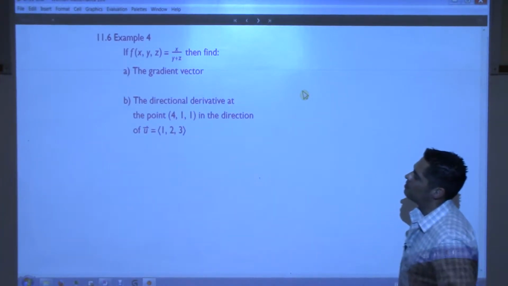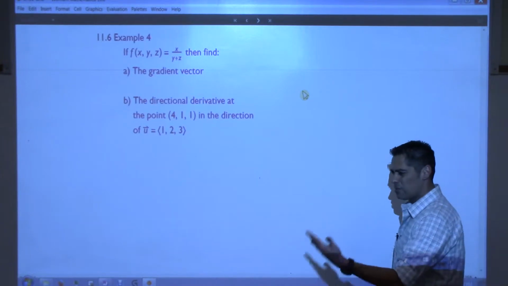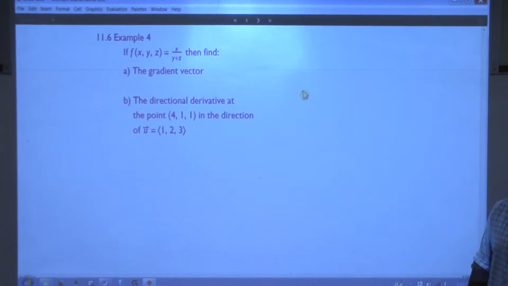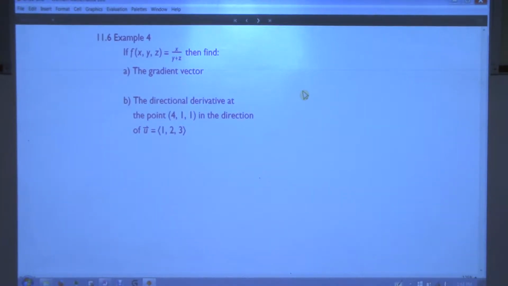Why don't you work on this? See how long it takes you to get through this. You can talk to each other, all right? This is not a quiz or anything. I just want to see what you do here. Can everyone read it? I'll make it a little bigger.